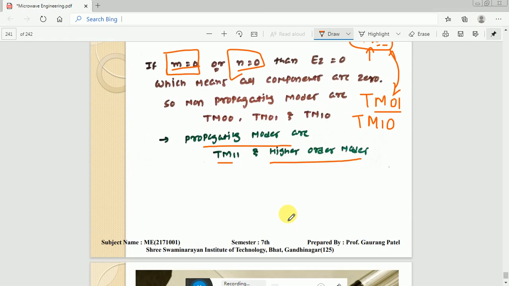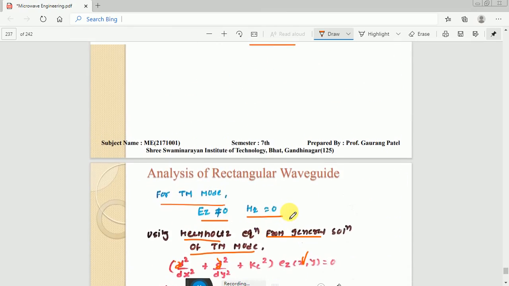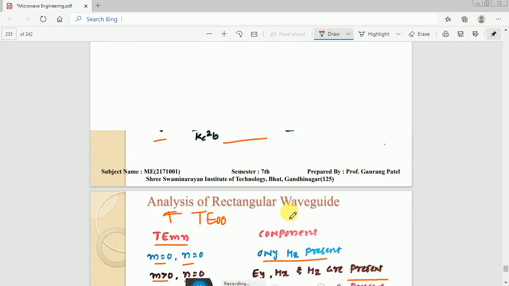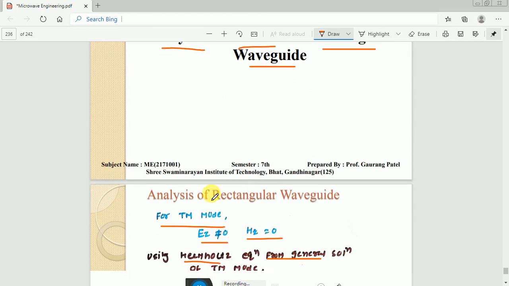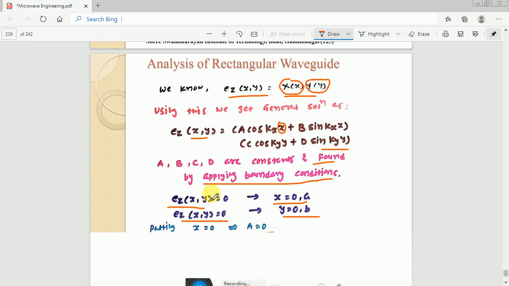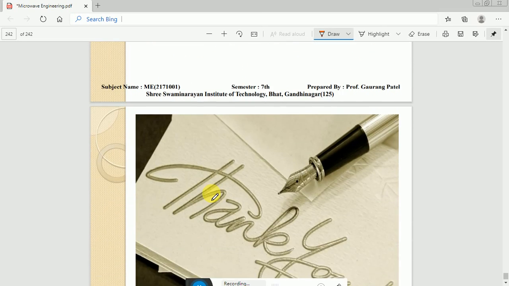Clear? Okay. So what did we discuss in today's lecture? In today's class we have analyzed the rectangular waveguide by considering TE and TM modes, and we have found out the field components by applying boundary conditions for TM modes. We have also discussed the concept of dominant mode in the rectangular waveguide for TE and TM modes. So I hope what we discussed in today's lecture you have understood.